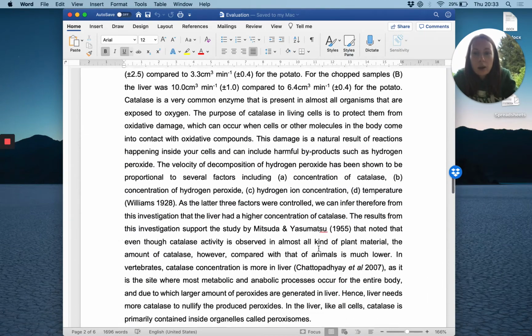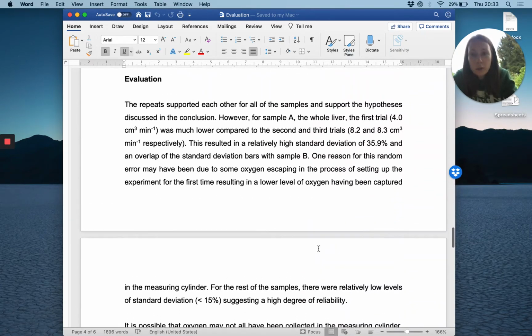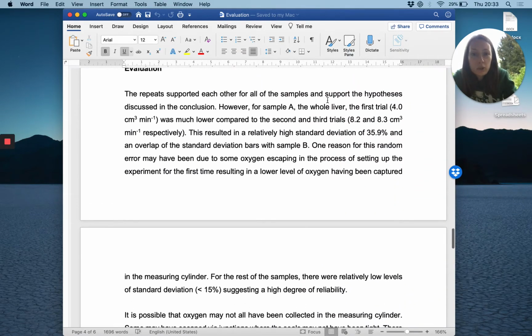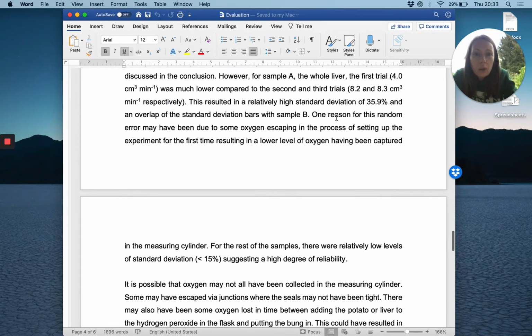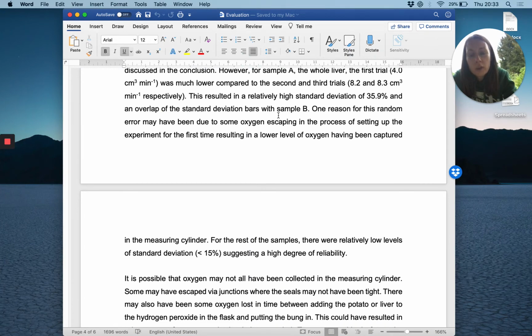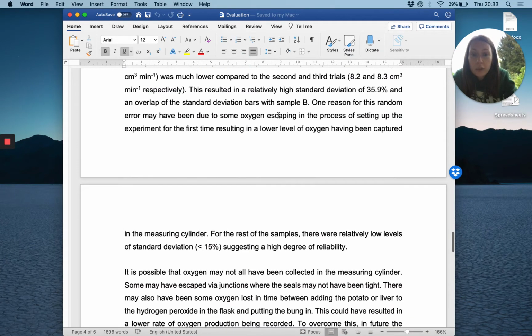So in our evaluation of our data, we summarize all that. The repeats support each other and support the hypothesis as discussed in the conclusion. However, for sample A, the whole liver, the first trial was much lower compared to the second and third trials. This resulted in blah, blah, blah. One reason for this could have been a random error, which may have been caused by oxygen escaping. So here we try to explain what could have caused that error.